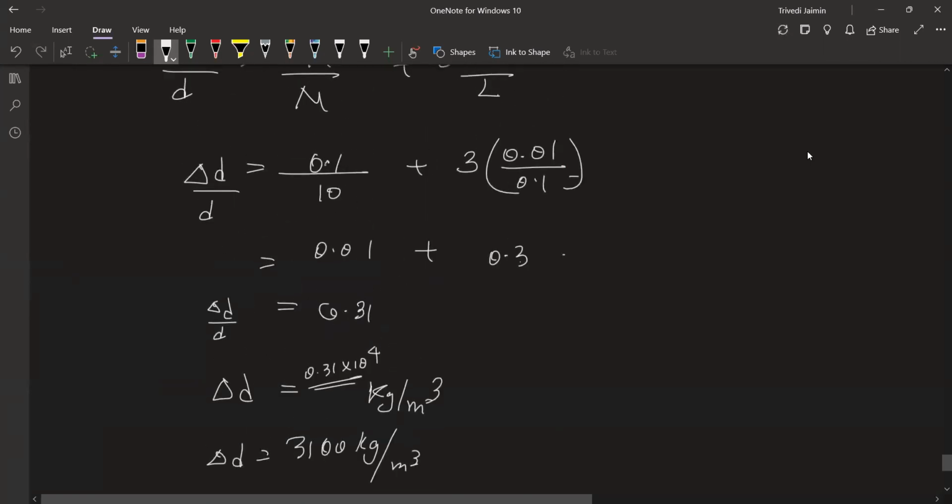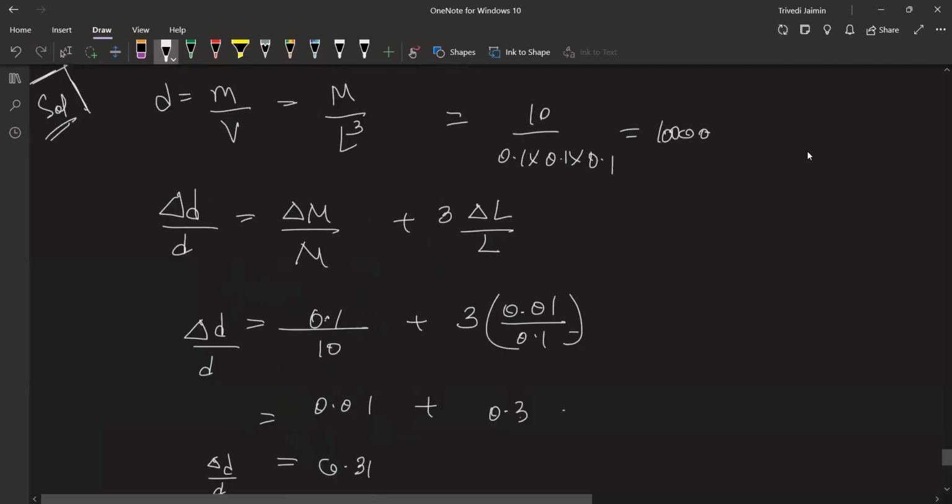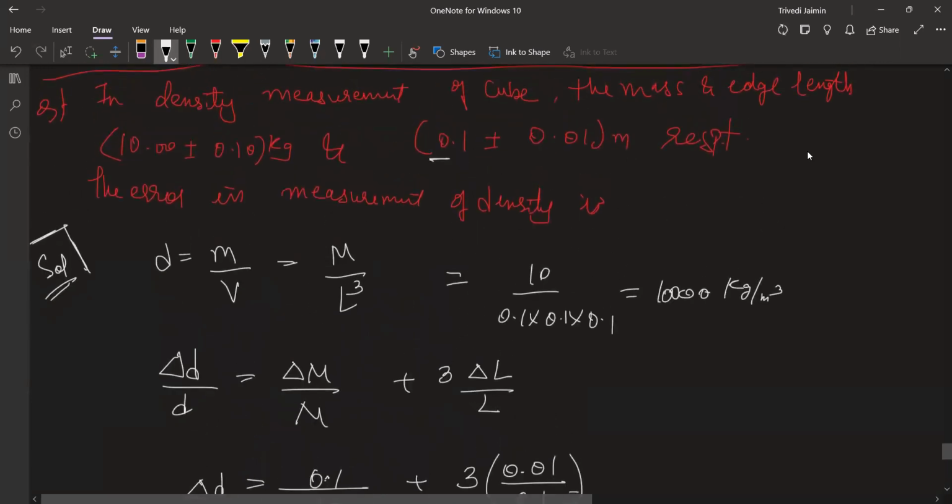Everyone got it? What we did here? This is 10,000 kilogram per meter cube. This is the length, right? Edge length. So length into length into length will give you volume, as it is a cube. Guys, what happened? You understood what I did here? Yes.